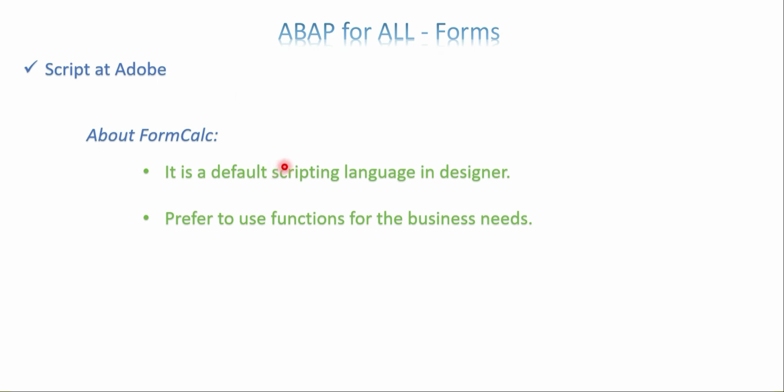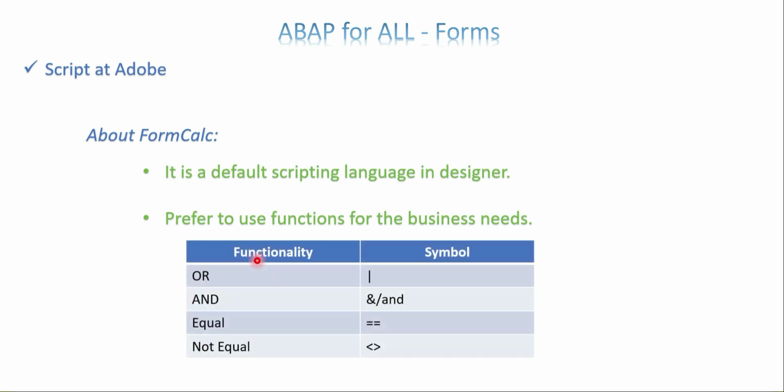So there are two languages I mentioned, right? FormCalc is actually the default scripting language for your Adobe Designer, and it's preferred mostly for predefined functions for the business needs. But still, you can write your own code like if conditions and everything. But we prefer to go with the functions for this particular language. And the functionalities like or, there are some symbols, or you can use the same: for and, it means and, and equal means double equal. These are related to the script language, so mostly you might be aware of it, okay.